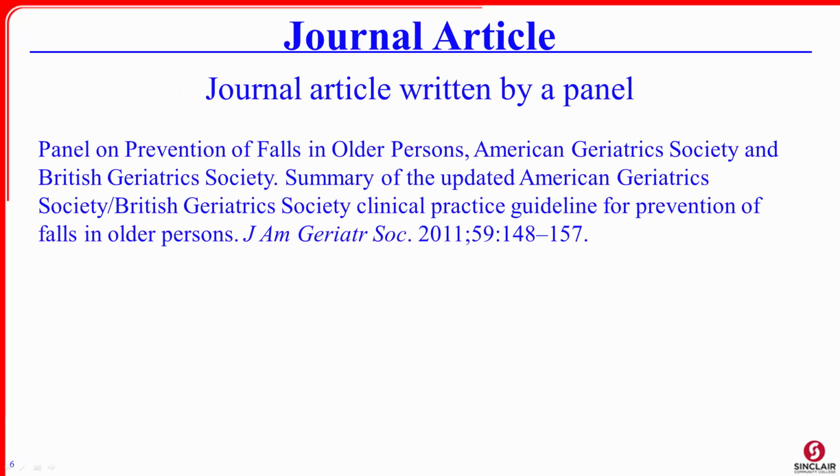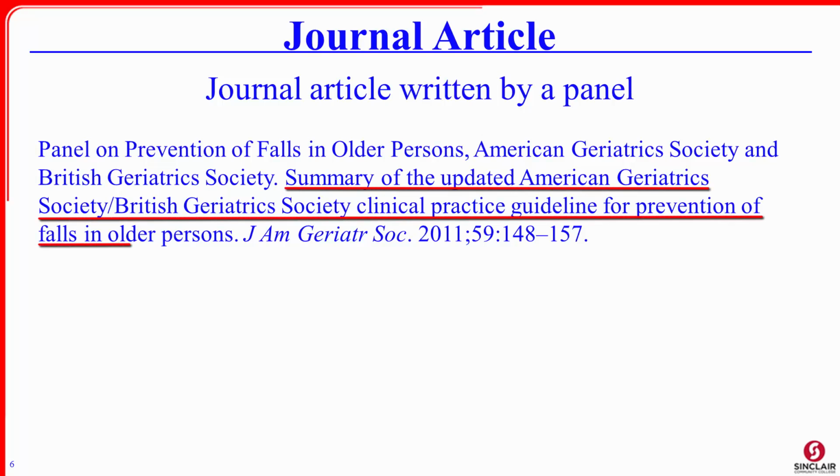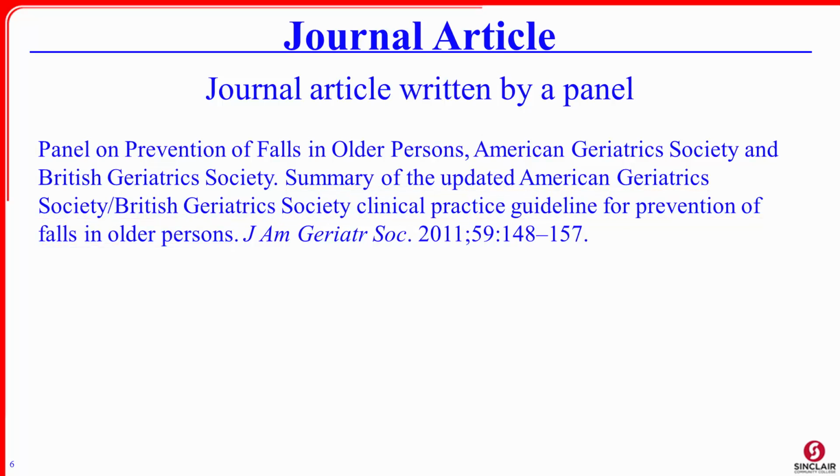If an article was written by a panel, the name of the panel comes first, followed by the sponsoring organization. In this case, there are two organizations, the American and the British Geriatric Societies. After the sponsoring organizations comes the title, again in sentence case. The rest of the reference is the same as the previous ones.